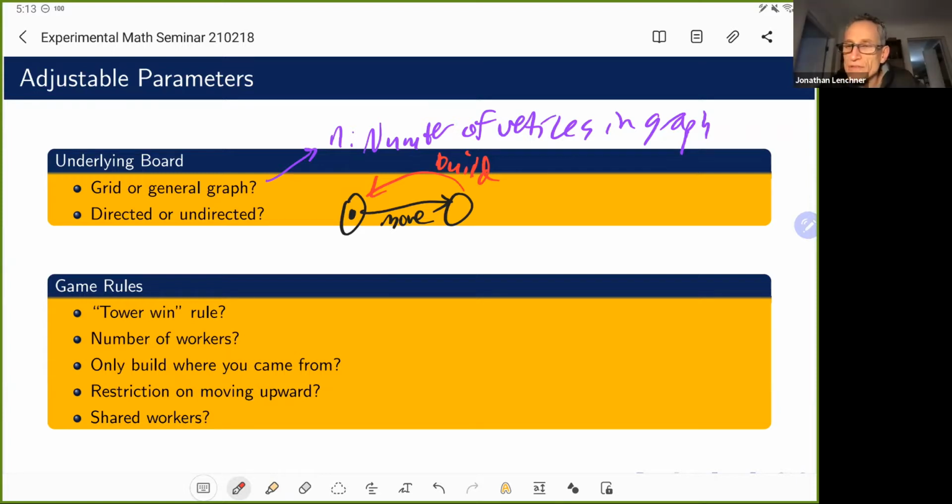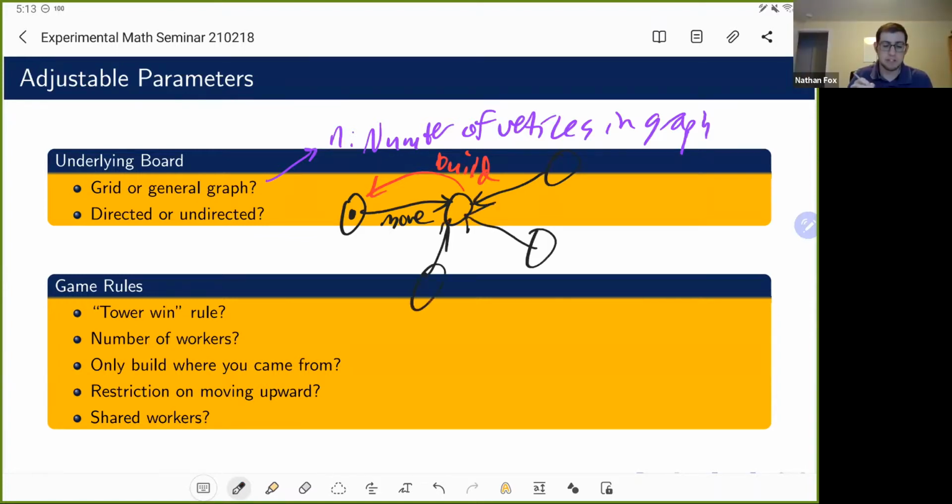One quick question about this last bit. In the undirected case, when you move somewhere, you can build on anybody that's surrounding you that's not of height 4, right? Yes. In the directed case, you can still move somewhere, and then you can build on any vertex that is back. Oh, I see. So you could build on any of those, but not this one. Right. Or sorry, yes, that one, not that one. Okay. So you can't build here.